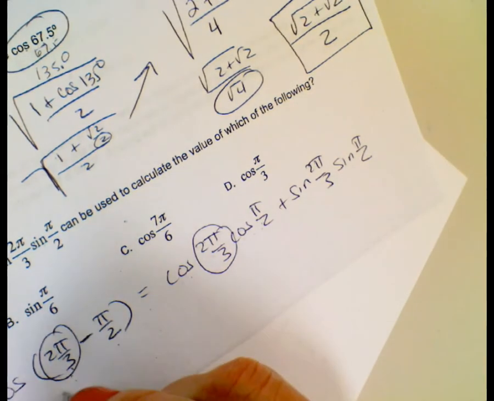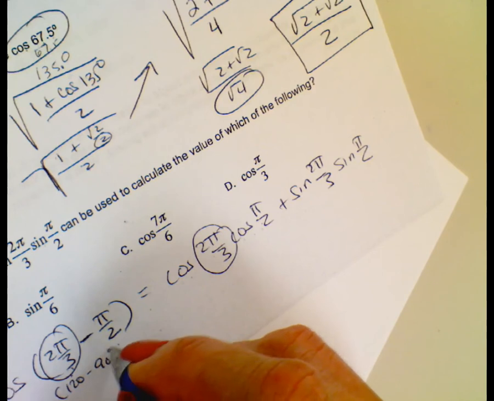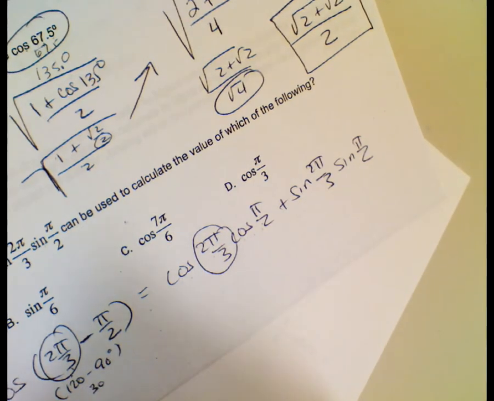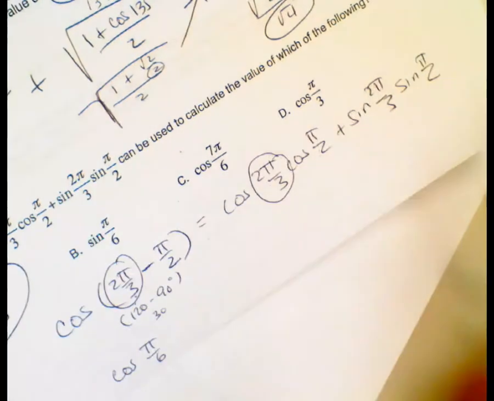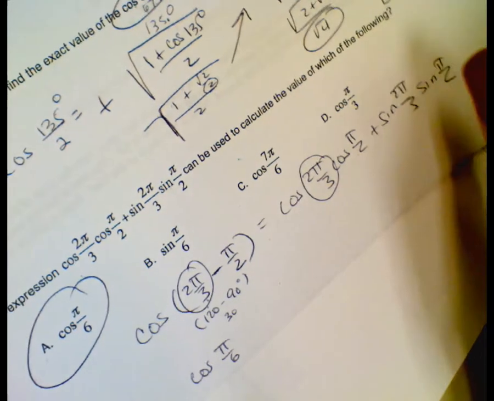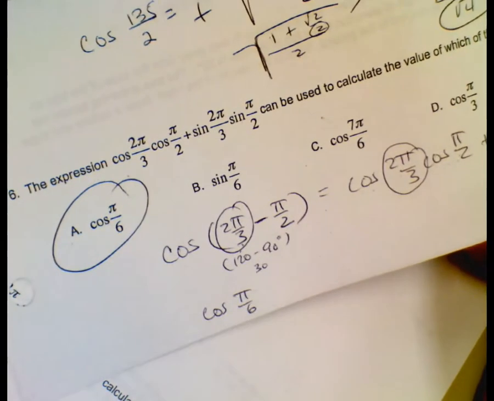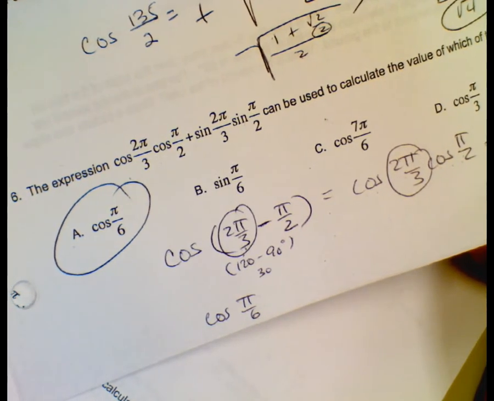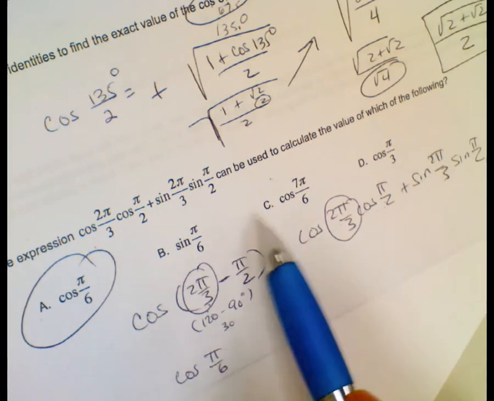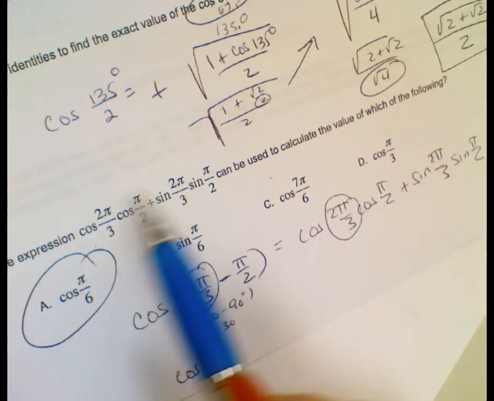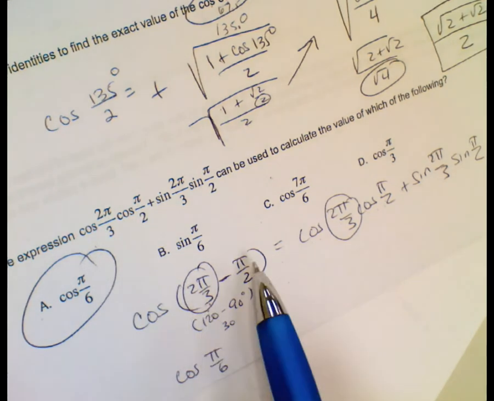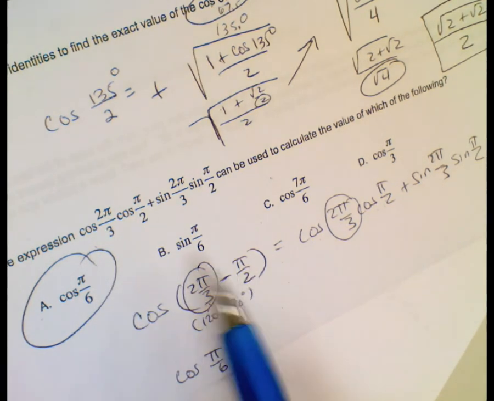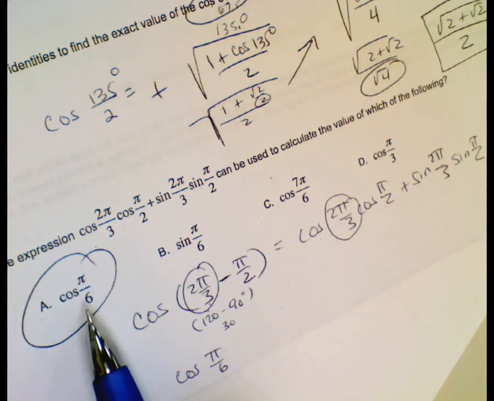Now this is 120 and this is 90. 120 minus 90 is 30, so that's cosine of pi over 6, which is why the answer is A. That's a really weird problem. We haven't done any of those in class where you had to go backwards like that. So again, you're trying to figure out which one of these is the same as all of this. You could find two angles to add or subtract to get that. They picked 2 pi over 3 minus pi over 2, and if you subtract those, you get 30, which is why we picked that one.